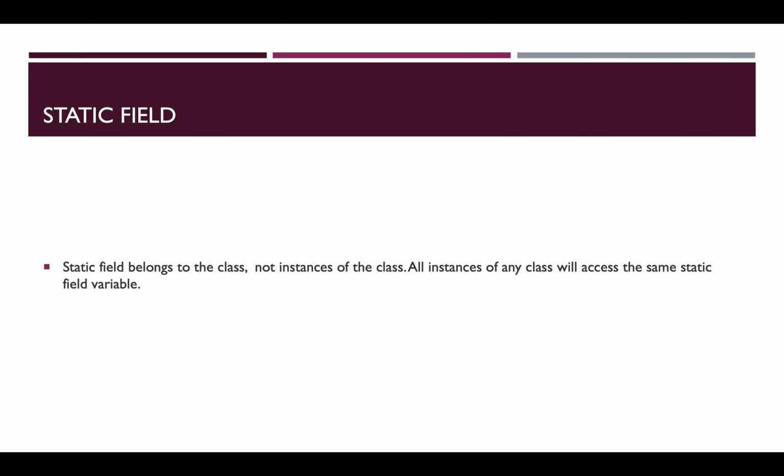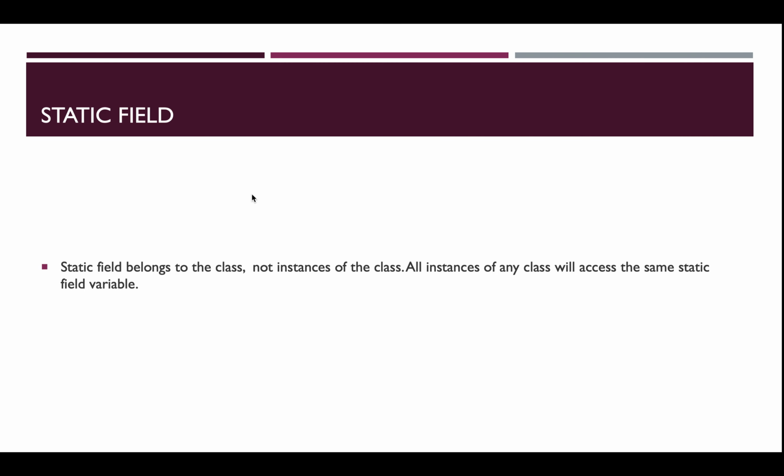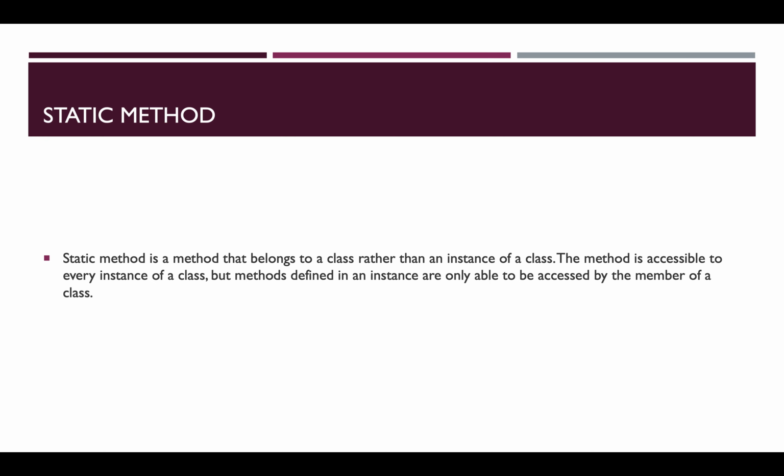Now, let's talk about static field. A static field belongs to the class, not instances of a class. All instances of any class will access the same static field variable. Going hand in hand with this is static method. A static method is a method that belongs to a class rather than instances of a class. This method is accessible by every instance of a class, but methods defined in an instance are only accessible by the members of a class.